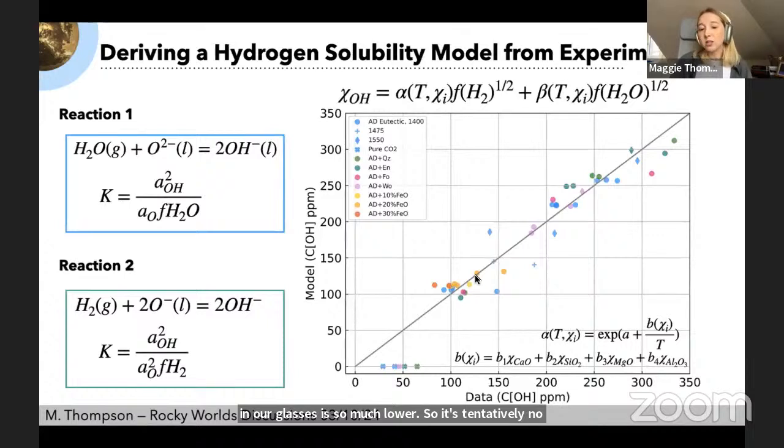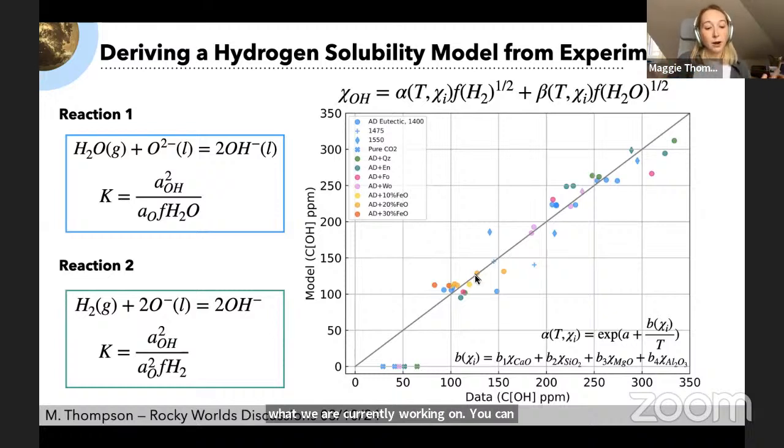So it's tentatively no major effect with iron. Okay, and so just to conclude on these experiments, the goal then is to put this together into a solubility law, so that folks that are trying to model either magma exoplanets or early Earth can use this in their model to say, okay, I have a planet with an atmosphere that has so much hydrogen. How much of that hydrogen can I actually dissolve into a magma ocean? And so this is what we are currently working on.